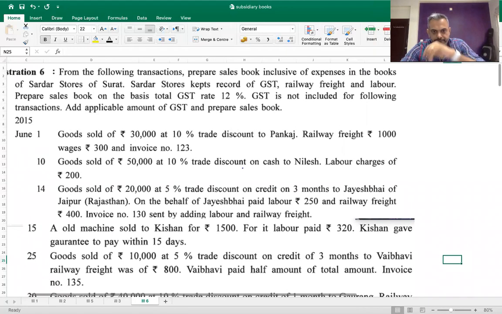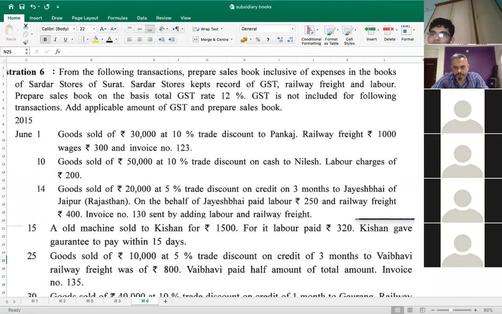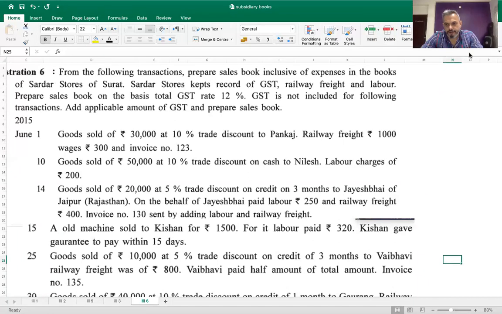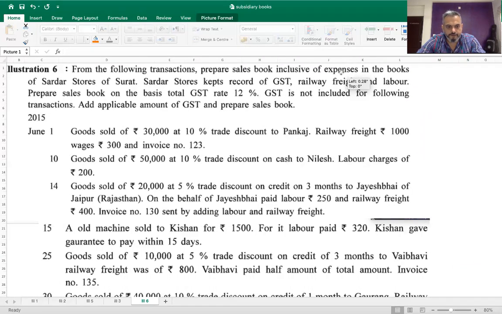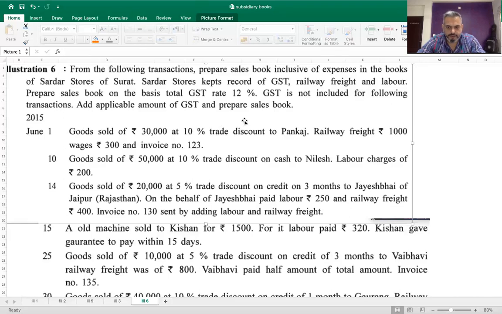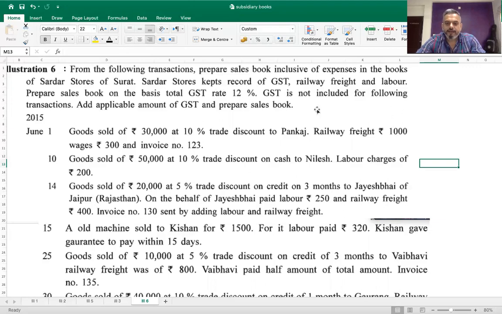Are you all ready? Yes sir. Okay. Now let's read the question. From the following transactions, prepare sales book inclusive of expenses in the books of Sardar Stores of Surat. Now, Sardar Stores of Surat keeps record of GST, railway freight, labor. Yeah, this is more appropriate language. Prepare sales book on the basis of total GST rate of 12%.